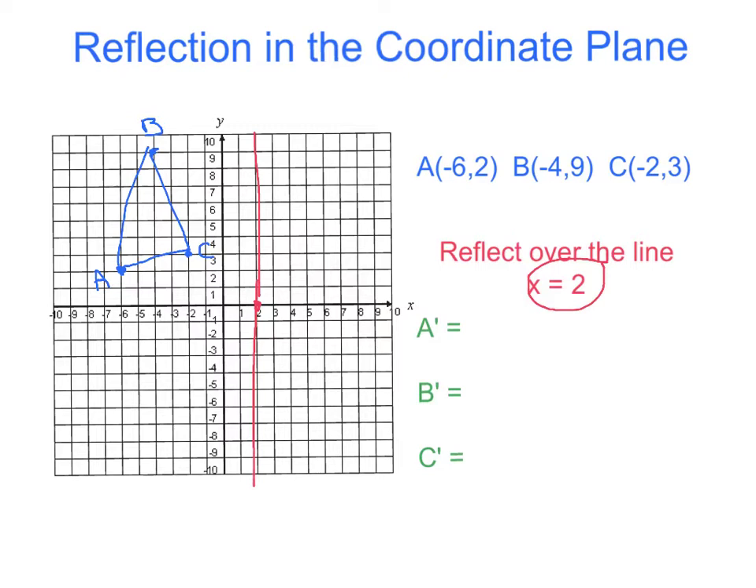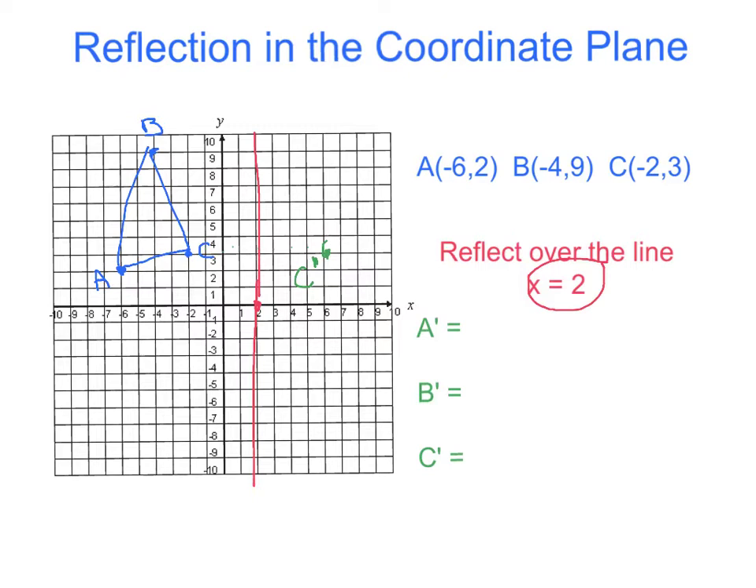And to do this, you simply just have to count from each point how many units away it is from that reflection line, and then you're going to count that same amount on the other side. So let's start with C. If you count, it's 1, 2, 3, 4 units away from that reflection line. So you're going to count 4 units away on the other side. 1, 2, 3, 4. And then we're going to label it, it's the image of C, which is C prime.